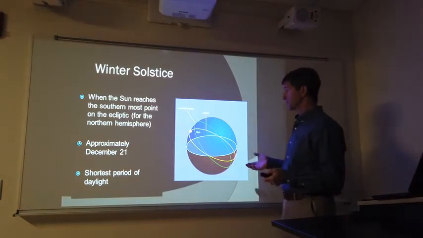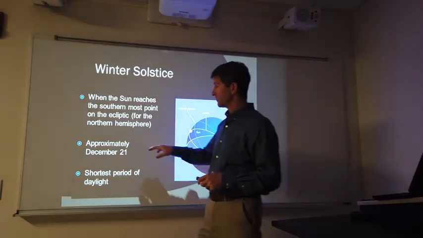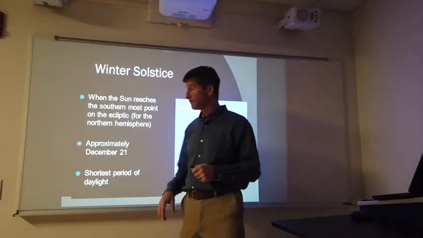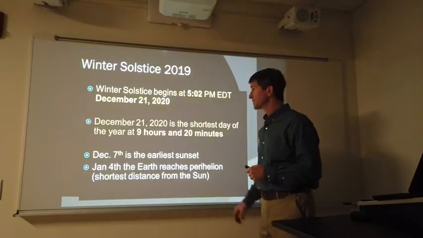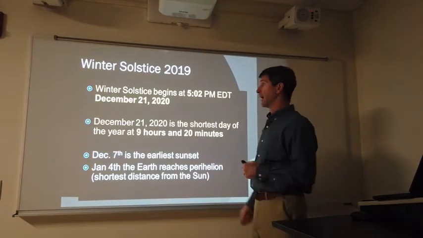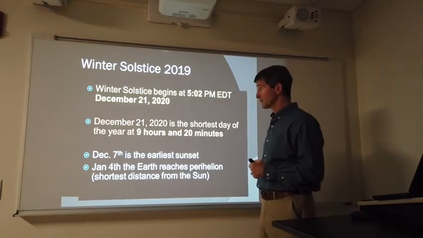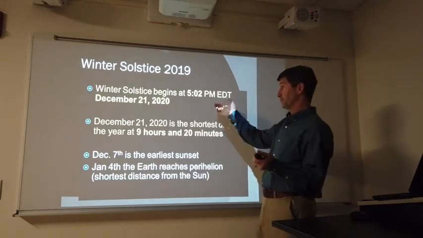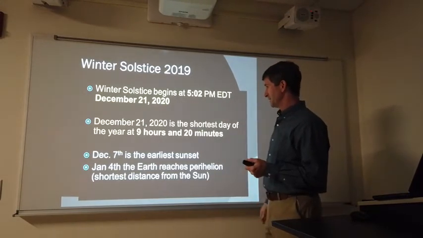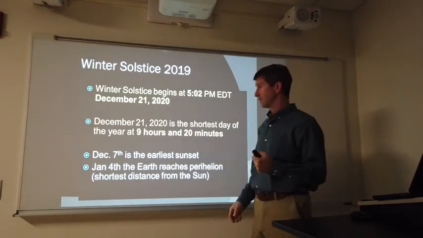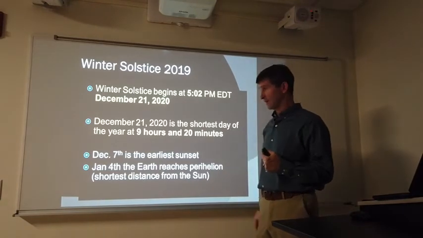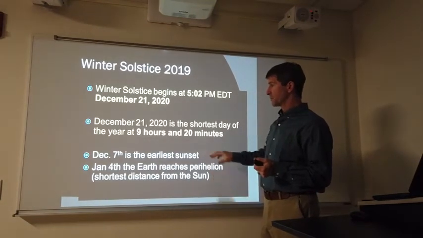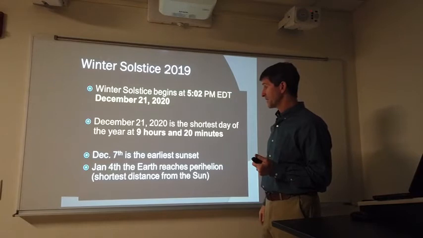Winter solstice, approximately December 21st, the shortest day of the year. The winter solstice in 2020 happens on December 21st at 5:02 p.m. And the shortest amount of daylight, only 9 hours and 20 minutes of daylight. December 7th was the earliest sunset.